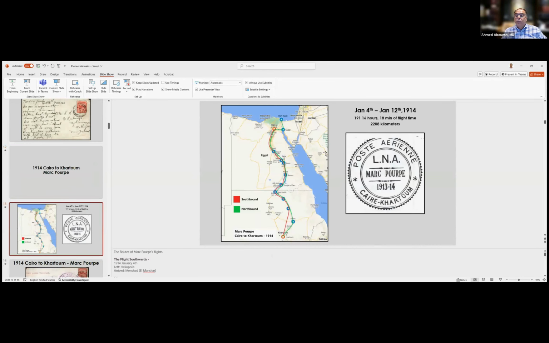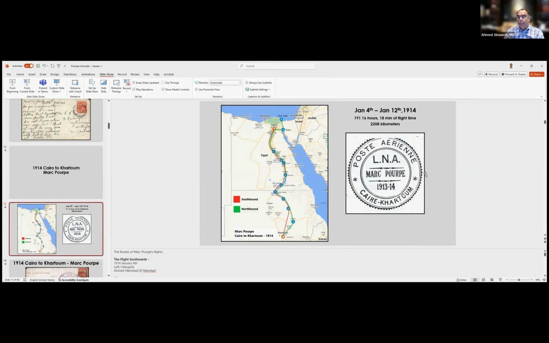And he flew for about 16 hours from Cairo, stopping at different cities until he reached Khartoum. It took him about 16 hours to fly southward. He flew back to Cairo, and from Cairo to Suez, and eventually made his way to Port Said, where he left for France.